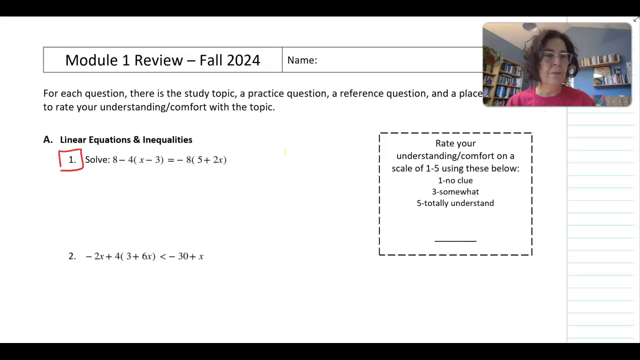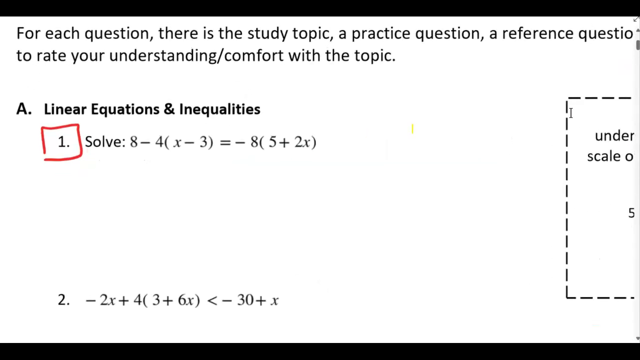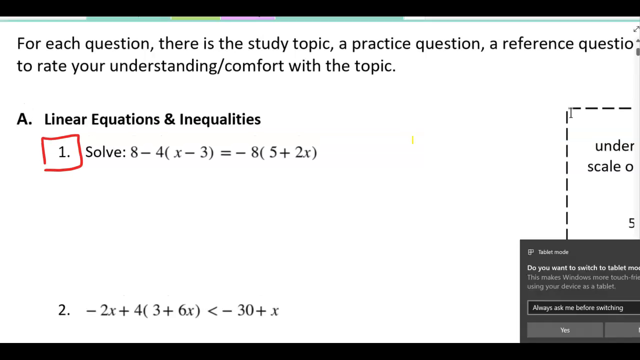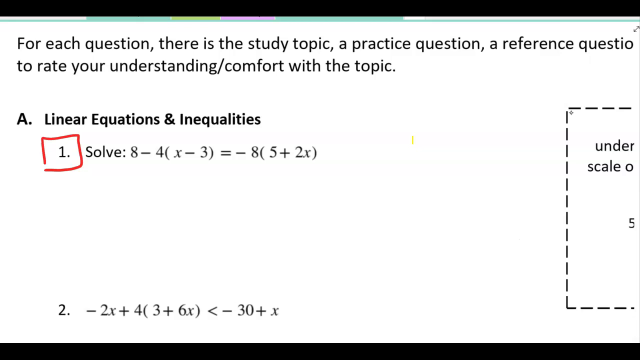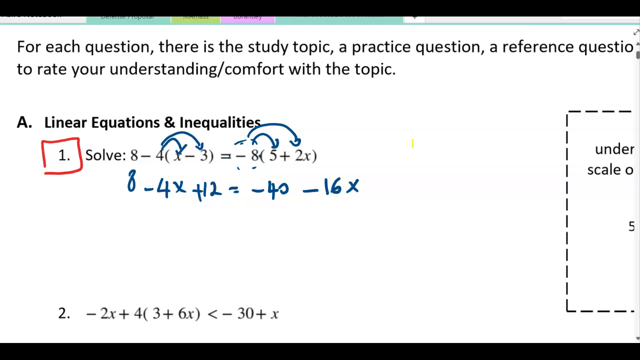So I'm going to take myself off from the camera and I will talk. Okay, so the first question here is solving variables on both sides. Let's get our pen. First we need to distribute, and as we're distributing here, always consider the negative. We're distributing, so let's rewrite it: 8 minus 4x plus 12 equals negative 40 minus 16x.